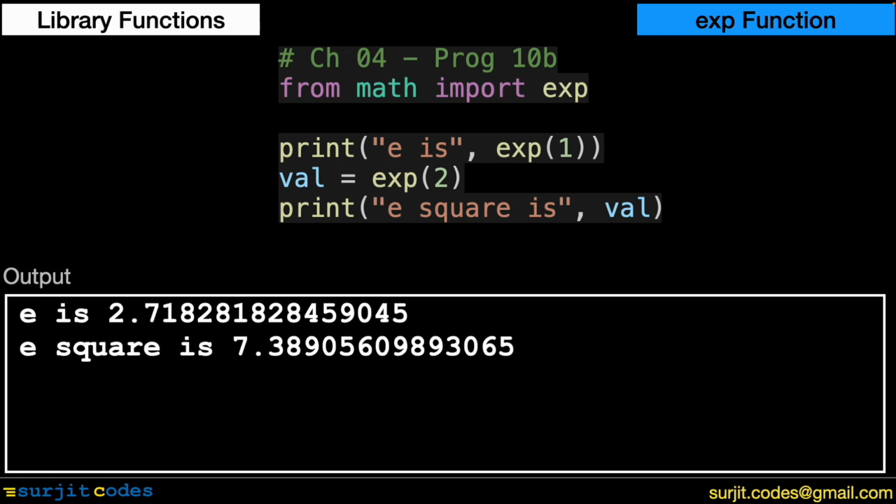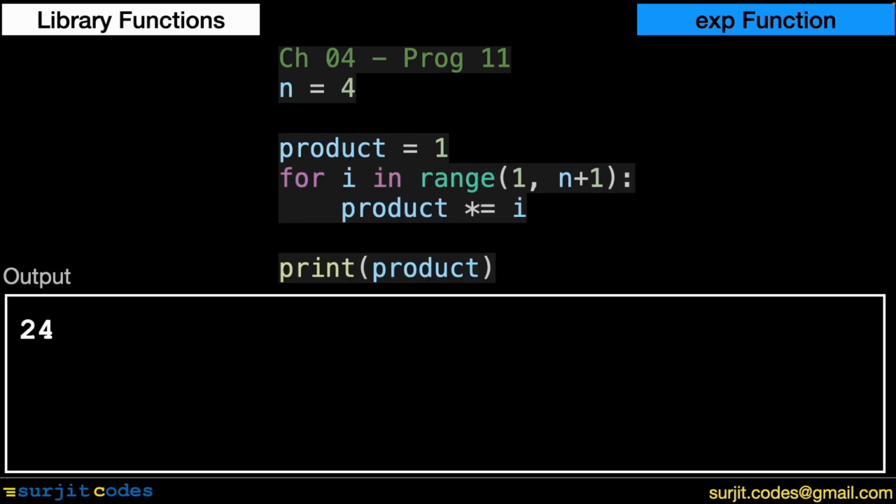Last library function that we will discuss here is exp function. We know that e is 2.718 and its square is 7.389. Pi, square root and sine are required by all. However, for mathematicians, importance of e is much more than that of pi.